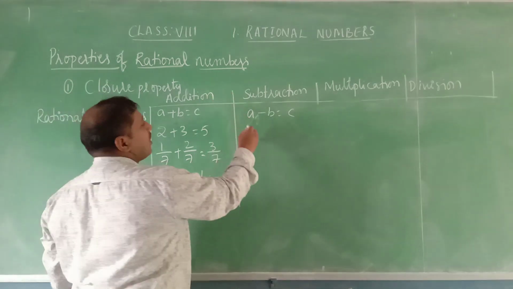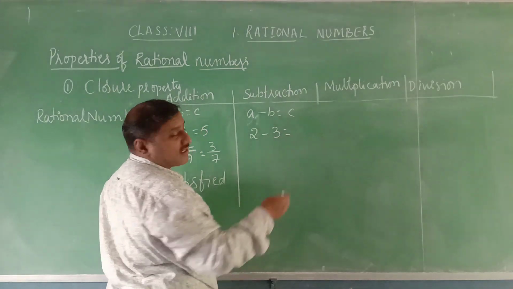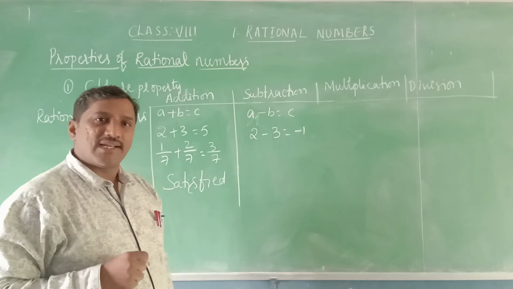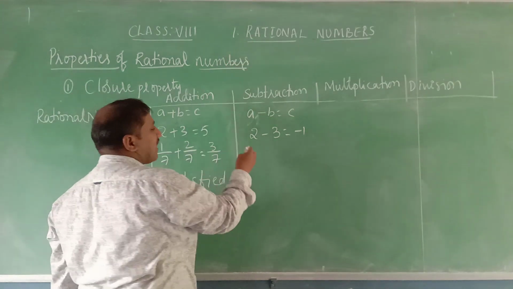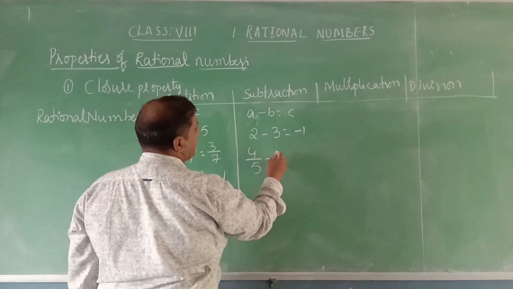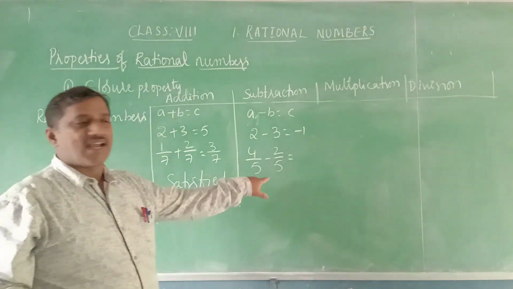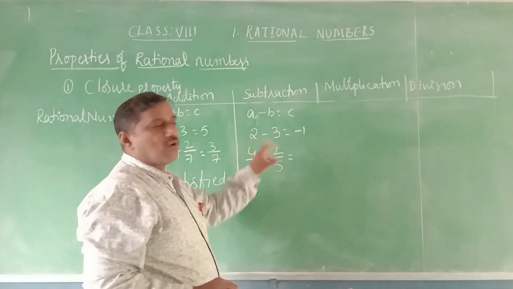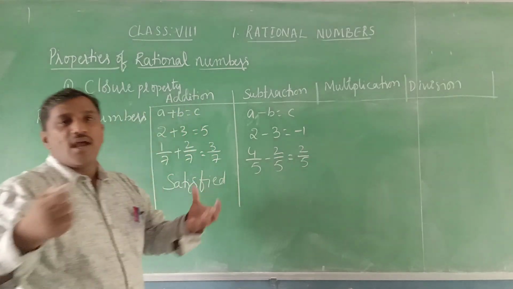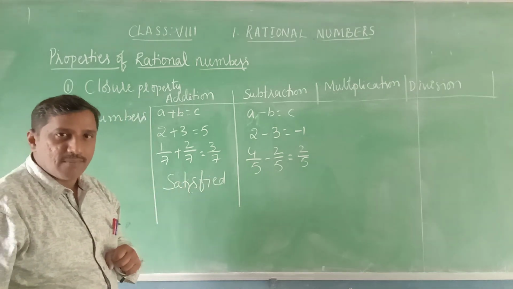Take an example. a is equal to 2, b is equal to 3. 2 minus 3 is equal to minus 1. The result is also a rational number. It is satisfied. Now we take 4 by 5 minus 2 by 5, like fractions. So we will subtract the numerators. 4 minus 2 is 2. 2 by 5 is also a rational number, and it is satisfied under subtraction.